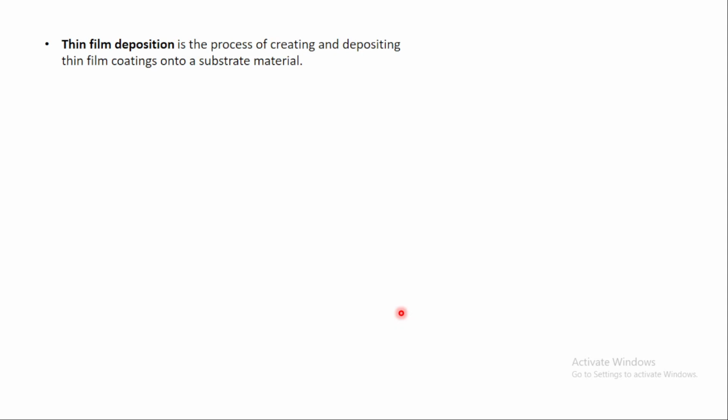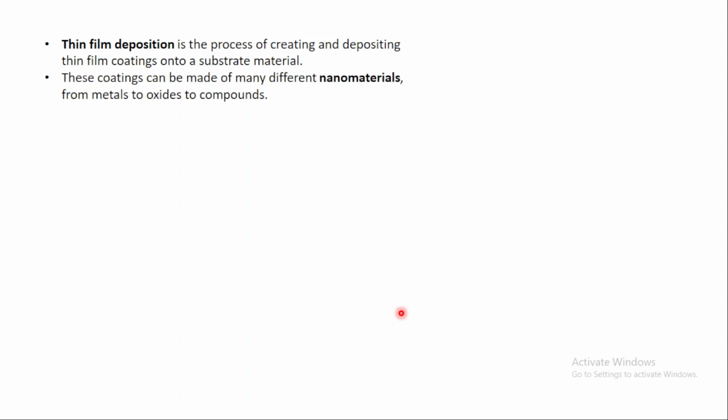Thin film deposition is the process of creating and depositing thin film coatings onto a substrate material. So what is a thin film? Thin film does not exist on its own. It's not a paper thin material. It's thinner than paper. And that's why thin film coating can only be done onto a substrate material. So we must have a bulk substrate onto which thin film coating can be done. These coatings can be made up of many different nanomaterials, from metals to oxides to compounds. So there are many different examples of thin films which use metals, oxides, and many other compounds.